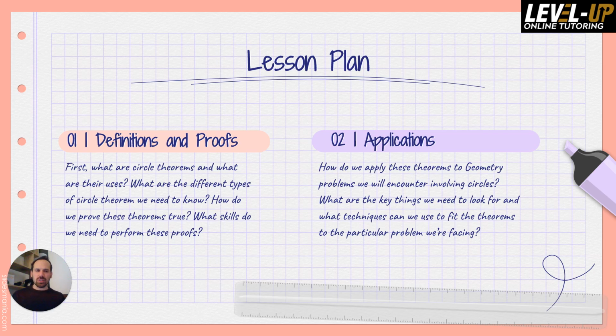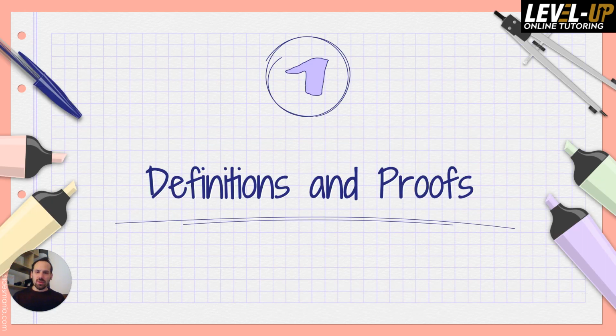And then we're going to look at applications. This is what you'll mostly encounter, which is some actual geometric problem of triangles and lines going on inside a circle, and we need to be able to apply the correct circle theorems in order to solve for the unknowns that we're trying to find. So let's look at the first section, definitions and proofs.